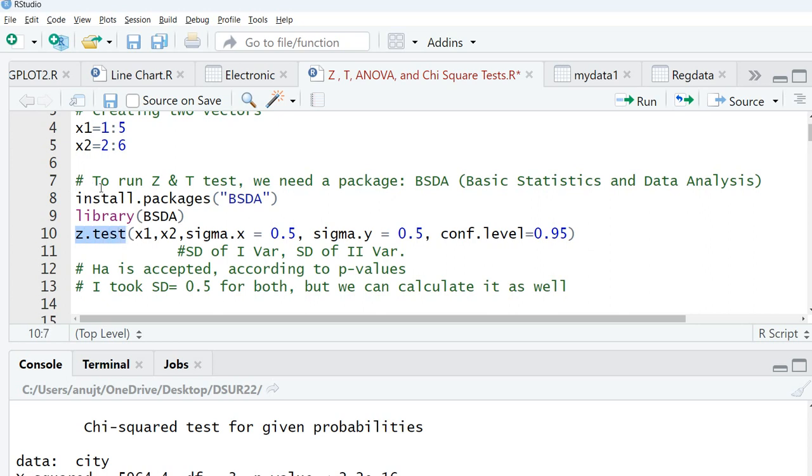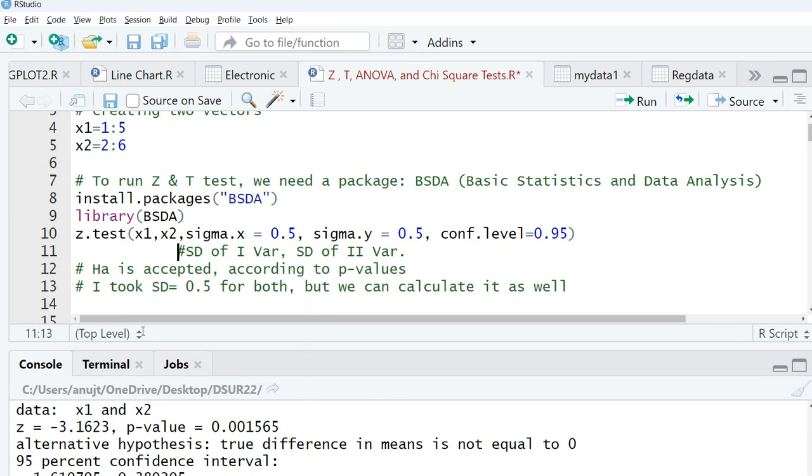to perform Z test, write z.test. Okay, provide your two sample x1 and x2. Okay, I have provided sigma.x. Sigma.x means for this one, first vector. So sigma is our standard deviation, and by default I have given 0.5, and for x2 as well I have provided 0.5 with confidence level 95%, 0.95. Okay, so if I run this, now see, this is the answer.